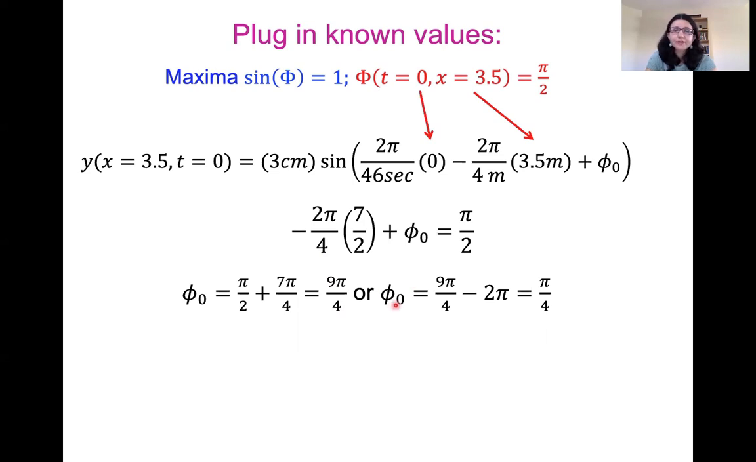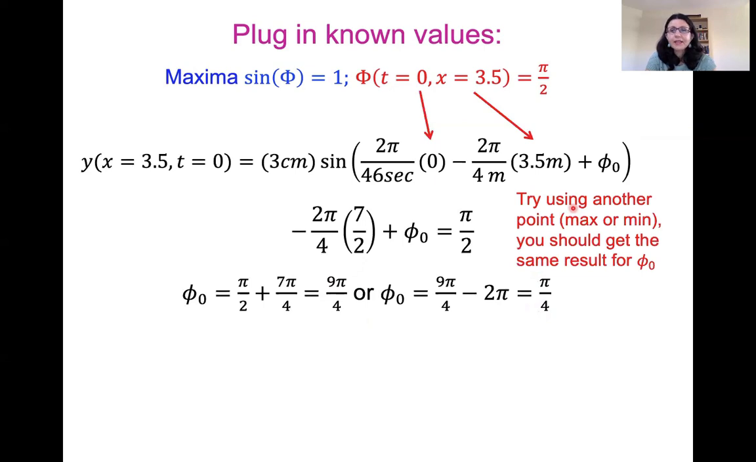Remember, we've already discussed that you can add or subtract any multiple of 2 pi inside the sine function, and you get back the same exact sine function. So if we take this 9 pi over 4 and subtract 2 pi, which is 8 pi over 4, you get exactly pi over 4, which is a nicer number to think about compared to 9 pi over 4.